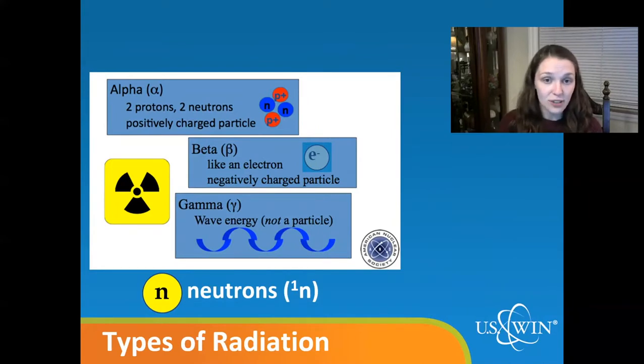They are made of electrons, and they have a small mass and are negatively charged. Gamma rays are the third type of radiation, and as I mentioned, they're a type of electromagnetic wave, which means you've probably experienced them when you're getting x-rays at the dentist. The last type of radiation is called neutron particles.